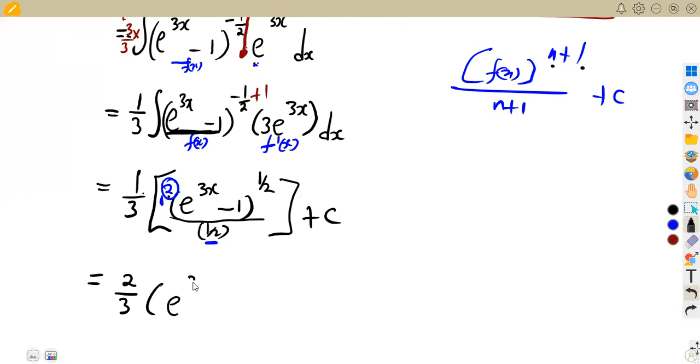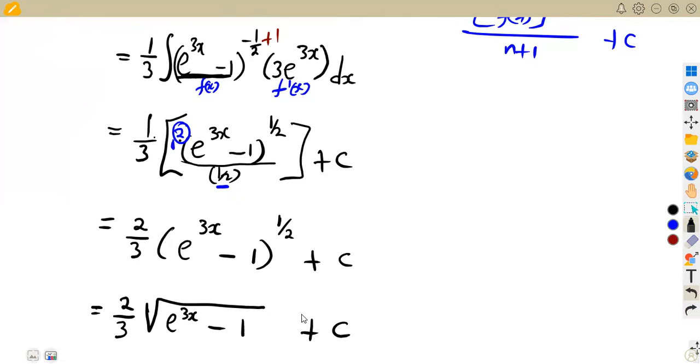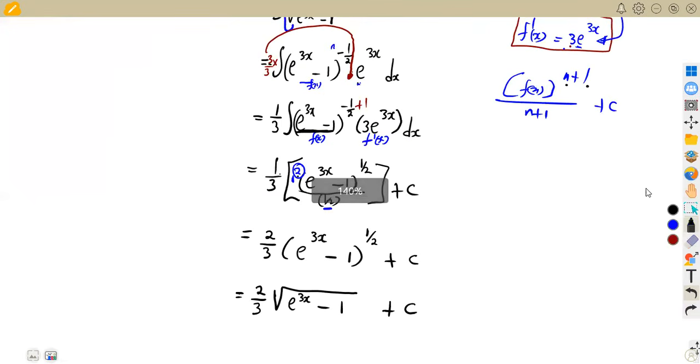Then this part remains as it is, e to the exponent of 3x minus 1, to the exponent of a half, plus c, which can be taken as the square root of that number that you are given in this case. So this is going to be 2 over 3, the square root of this part, e to the exponent of 3x minus 1, plus the constant of integration in this case. All right, so I think with these questions, we can attempt as many questions as we can.